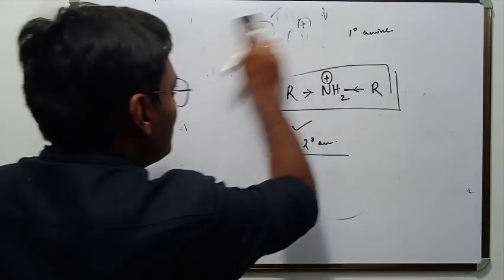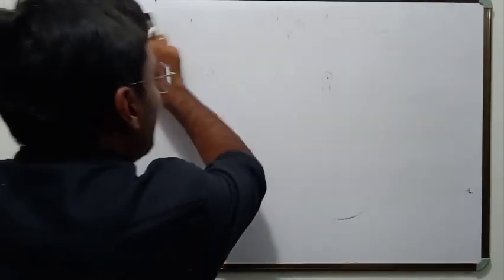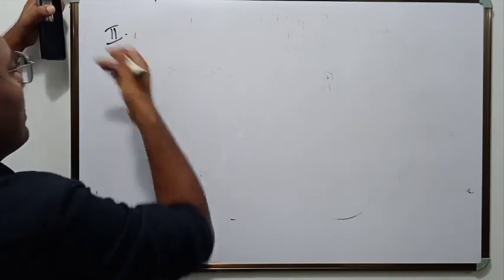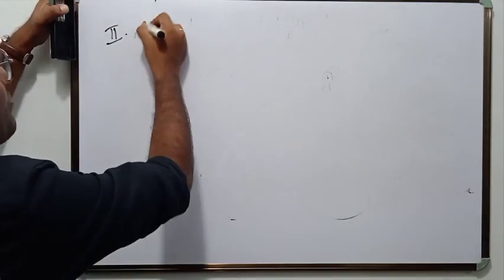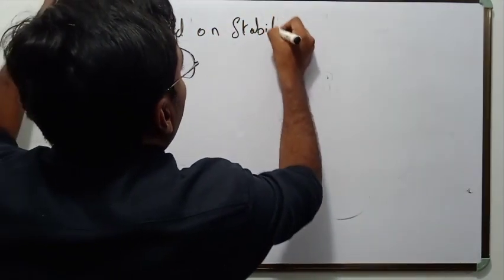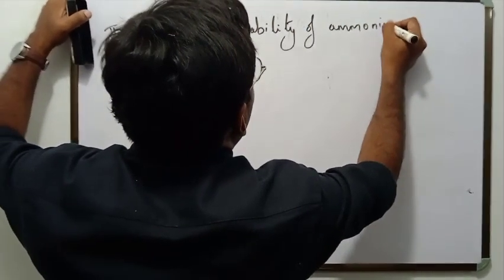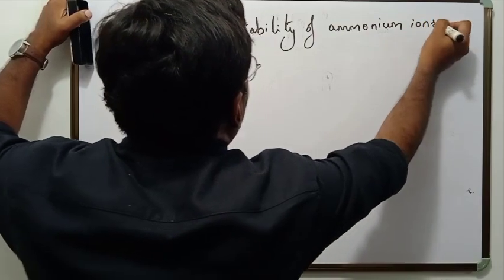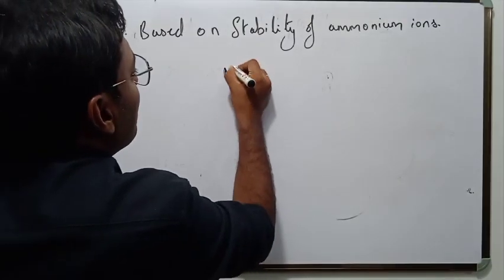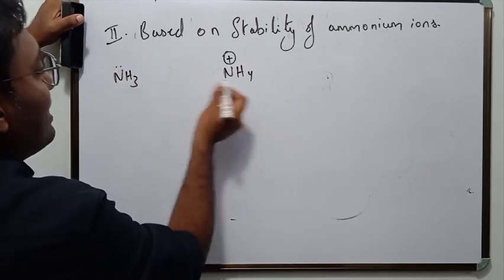Now there is another way of debating this. There is another way of looking at this. Number two, another way of looking at this based on stability of ammonium ions. Let us look at the stability of ammonium ions and decide. So what ammonium ion will be formed? For ammonia, NH4 plus. For ammonia, if it reacts with water, NH4 plus will be formed, right?